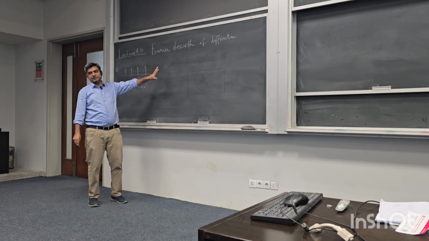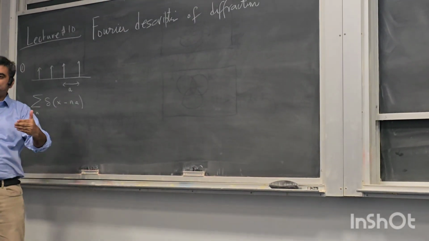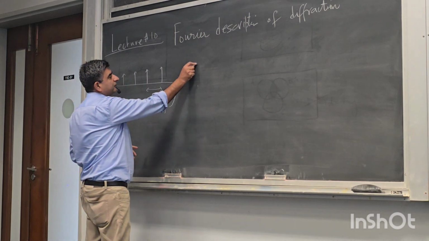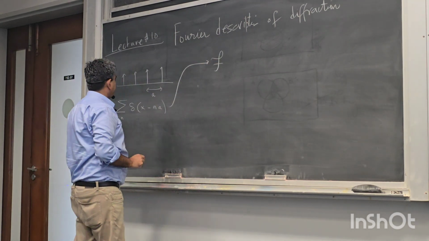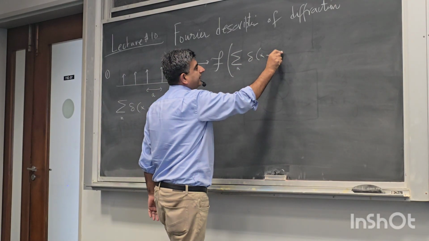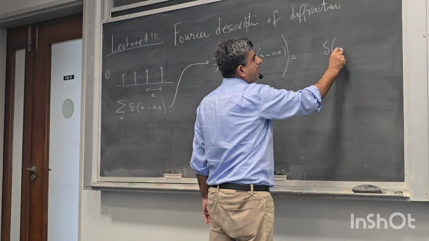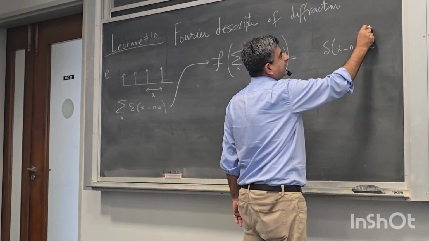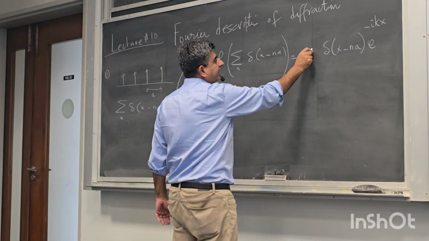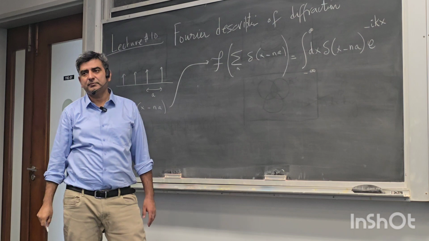The Fourier transform of this, the reciprocal lattice, we do know is also going to be a one-dimensional train of lattice points with a separation of 2 pi over a. So if I were to take a Fourier transform of this object, delta of x minus n a, I apply the definition for the Fourier transform, which means I take the function, I multiply this with an exponential factor e to the i k x, and I integrate over all of space.